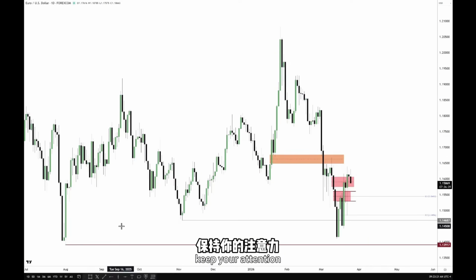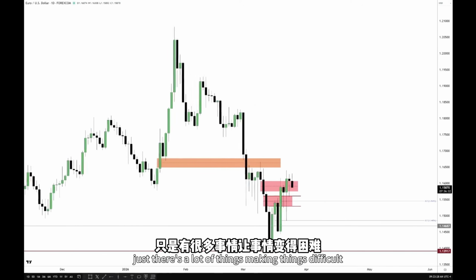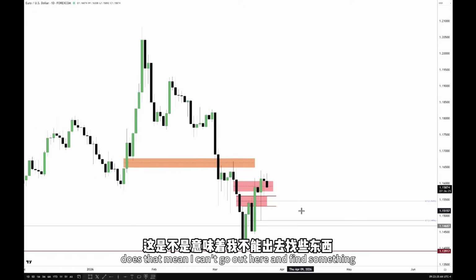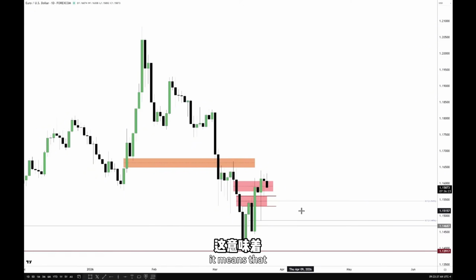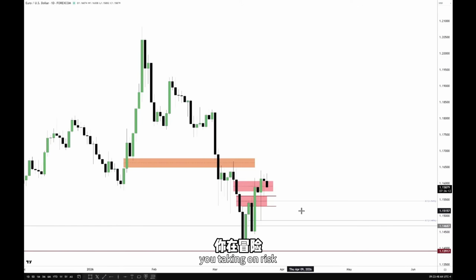Keep your attention focused on learning and not so much getting in here and trying to risk money because I don't think it's advised right now. There's a lot of things making things difficult for trading for someone that is not experienced. And does that mean I can't go out here and find something? No, it doesn't mean that at all. It means that as an educator, as a mentor, someone that has a little bit of concern about the student's well-being, I don't want to entice you. I don't want to influence you. I don't want to say anything that's going to lead to you taking on risk.